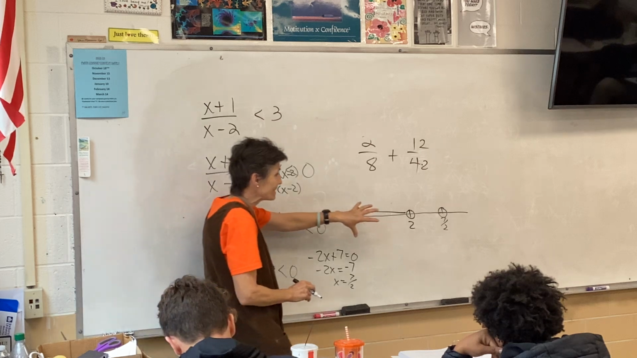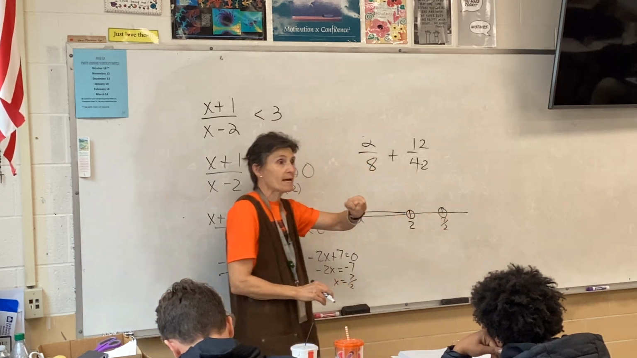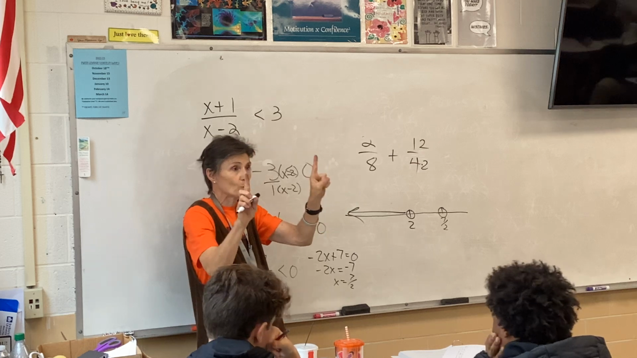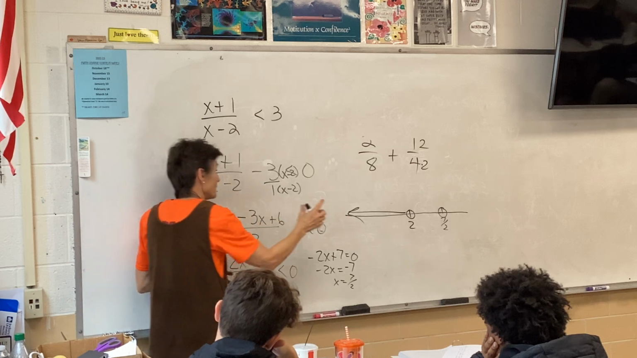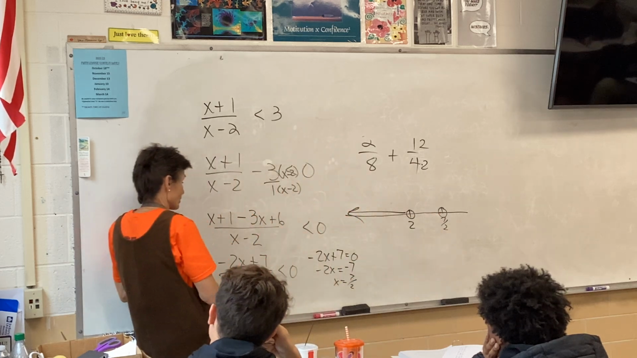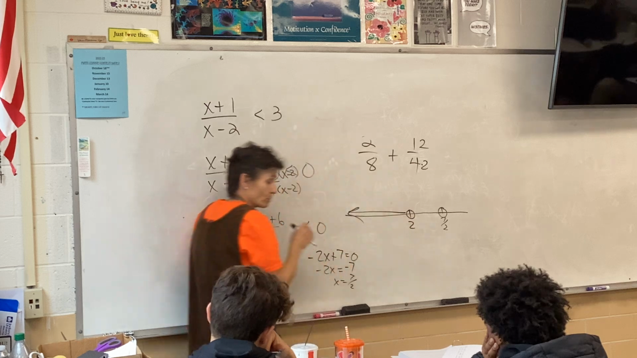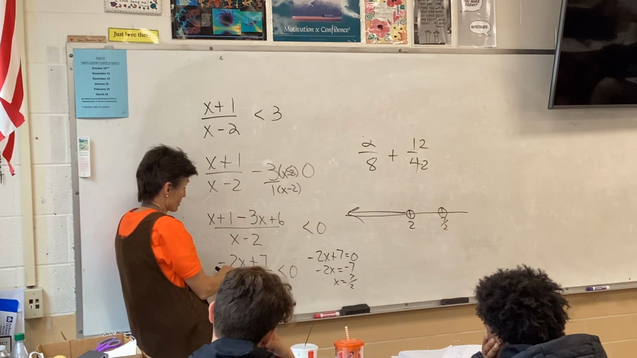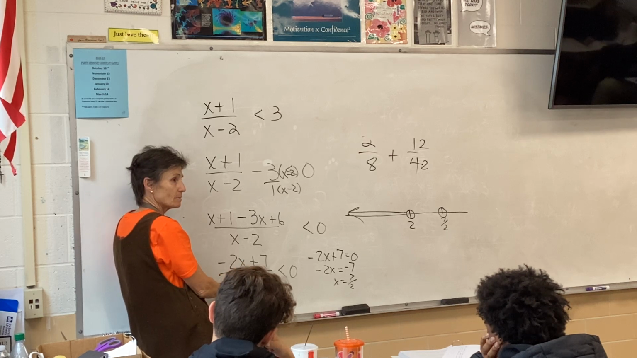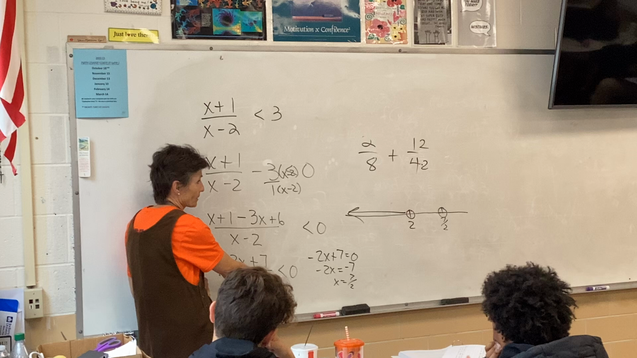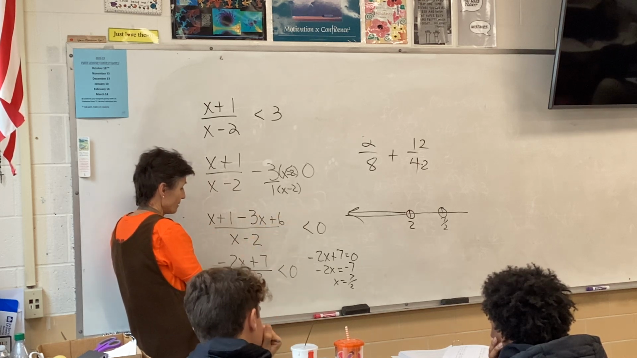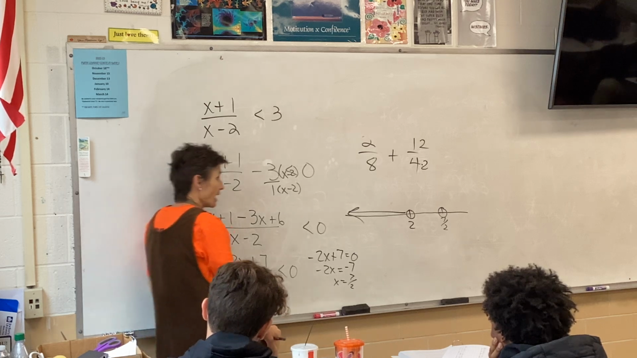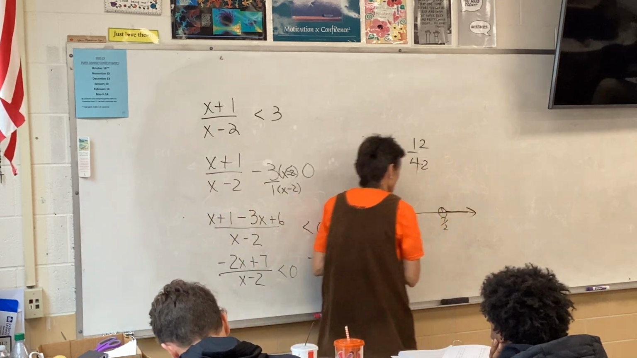Once you get your key numbers up there, and those key numbers came from finding where the top and bottom were 0, then just pick a number in each section and see if it works. So a number in there might be 3. So 3 makes the top positive and the bottom positive. Well, that's not good. How about 4? Out there, 4. 4 makes the top negative and the bottom positive. That works.